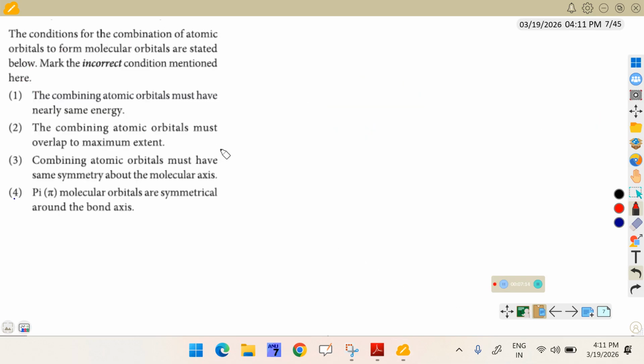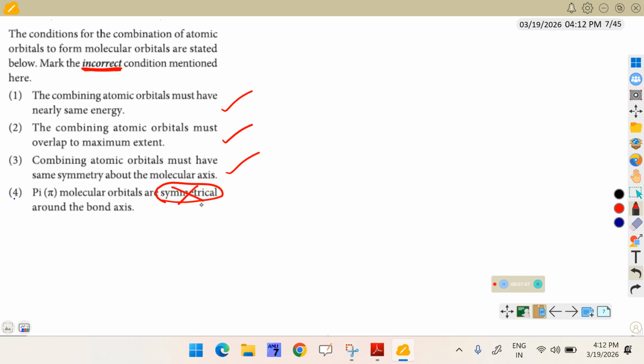The conditions for the combination of atomic orbitals to form molecular orbitals are stated below. Mark the incorrect condition. The combining atomic orbitals must have nearly the same energy. Correct statement. The combining atomic orbitals must overlap to maximum extent. Correct statement. Combining atomic orbitals must have the same symmetry about the molecular axis. Correct option. Pi molecular orbitals are symmetrical.